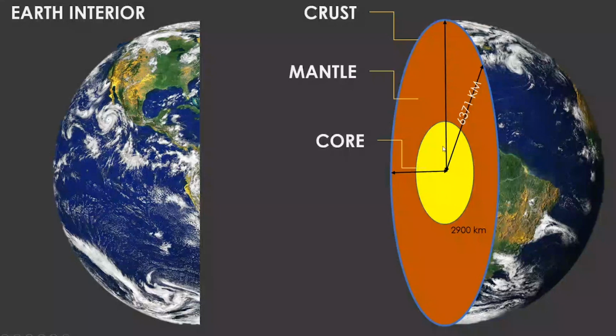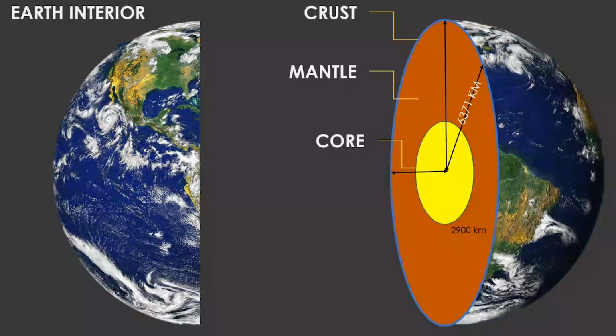So if you cut the Earth into two equal halves, it appears like a three-layer structure, and the three layers are crust, mantle, and core. Crust is the outermost one, on the surface of which we live. Mantle is the second layer, which makes up the major volume of the Earth, and the third one is the core of the Earth, whose radius is 6,371 kilometers on average. The mantle and the core are differentiated at a depth of 2,900 kilometers.